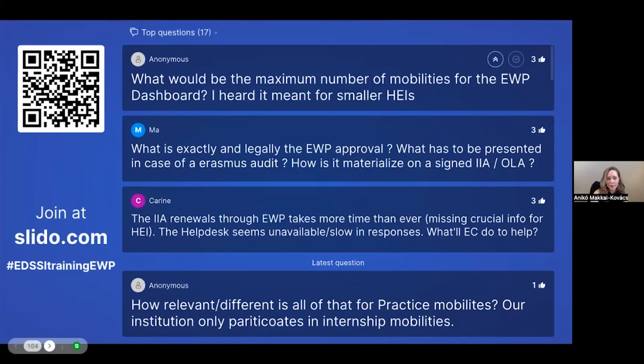Maximum number of mobilities for the EWP dashboard. Yes, you heard well. It means for smaller higher education institutions. If I have to say a number, I would say 100, but Paul, you can come in as well. It's what I was referring to before, that we're trying to define what exactly is a large or a medium-sized university. Probably experience will tell as well. If you have a lot of students, it won't be very effective to manage them via the EWP dashboard. So very difficult to say indeed an exact number. But you rightly say, Anikó, that it's more about 100 than about 1,000, definitely.